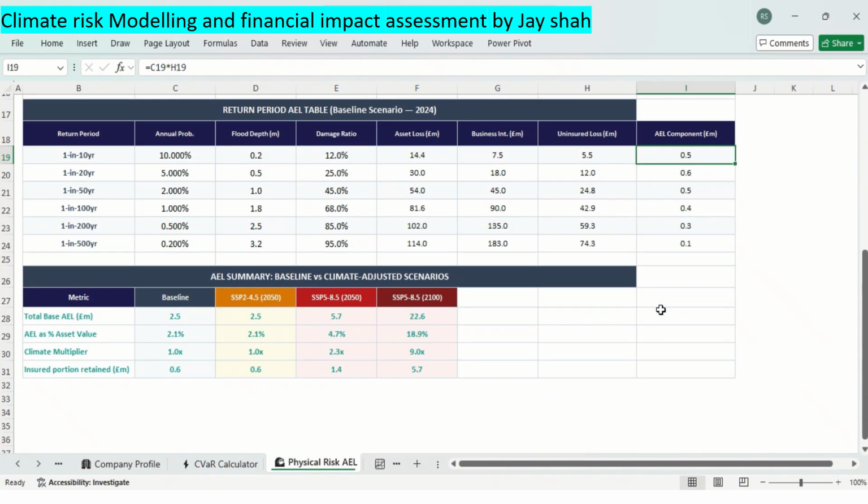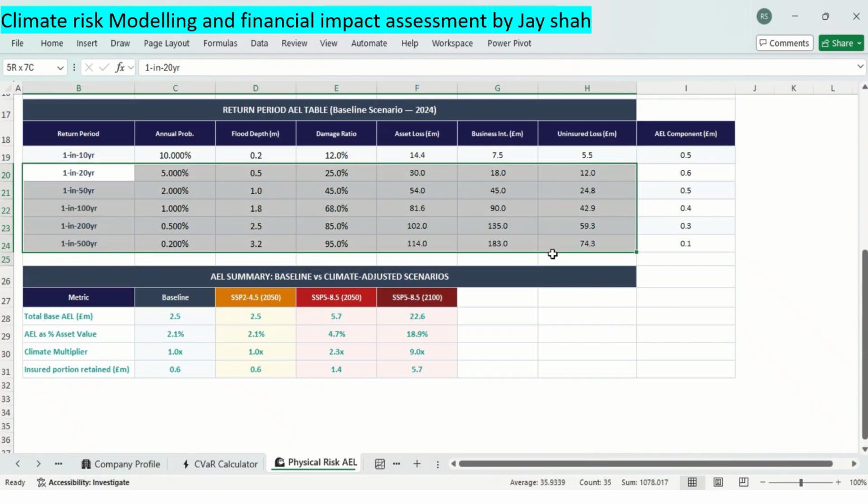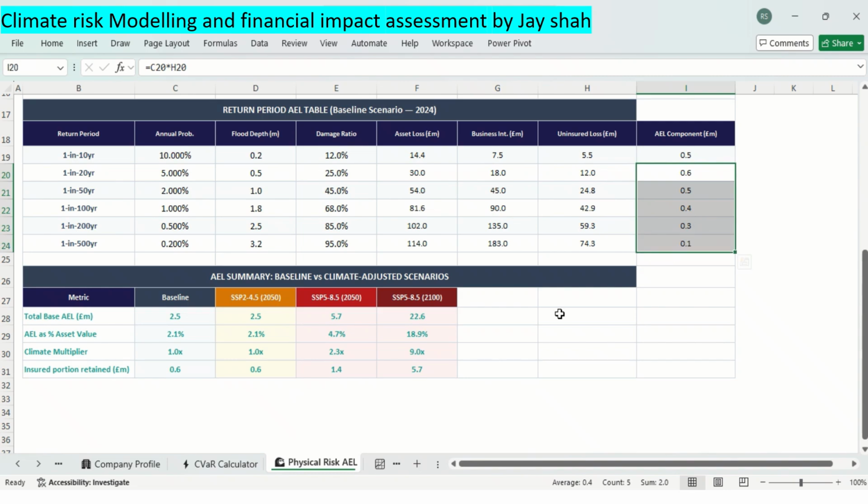Now you can definitely go through the various other return periods by yourself, and calculate the AEL components as well. Now let's move into the AEL summary sheet, which is very much important for any kind of disclosures or for the boards as well. So the AEL summary sheet covers baseline SSP scenarios, and it covers C, D, and E related stuff, how the baseline looks and how the formula is calculated.